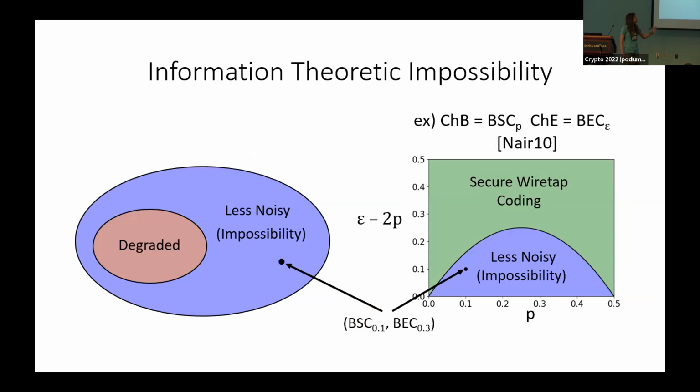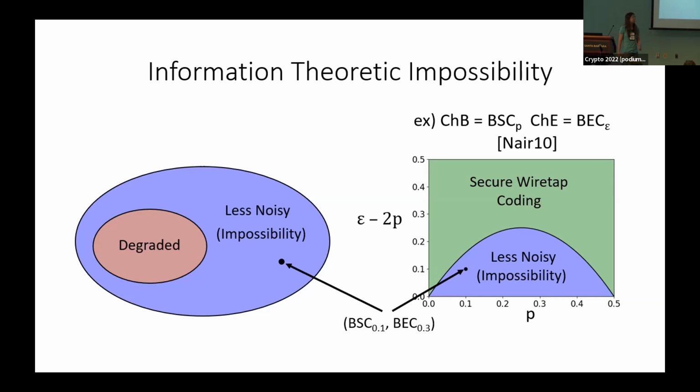And also on the graph on the right, if we consider where Bob's channel is this BSC with flip probability P, and Eve's channel is a binary erasure channel with erasure probability epsilon, then this entire blue section there is the area where it's impossible in the information theoretic setting. And remember, if the erasure probability is twice the flip probability, then we have degradation, which is sort of the x-axis and below on that graph.